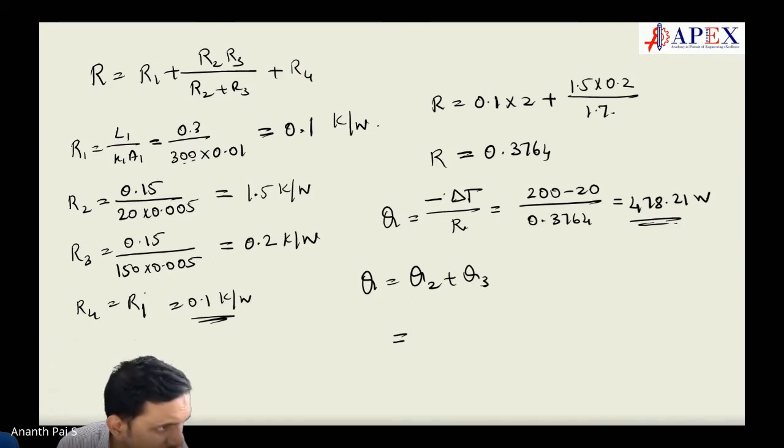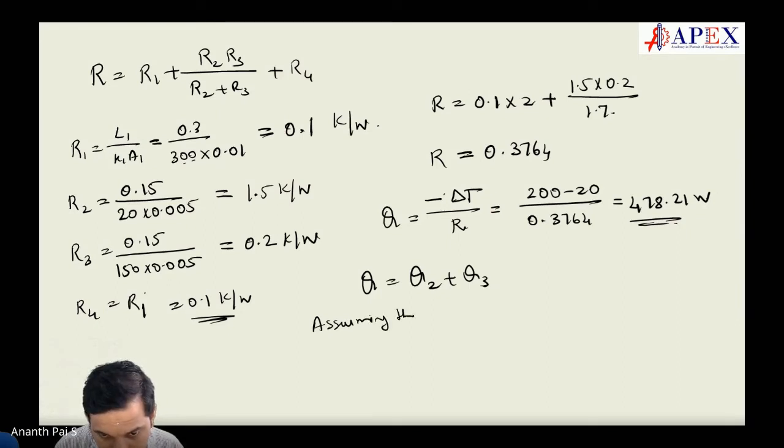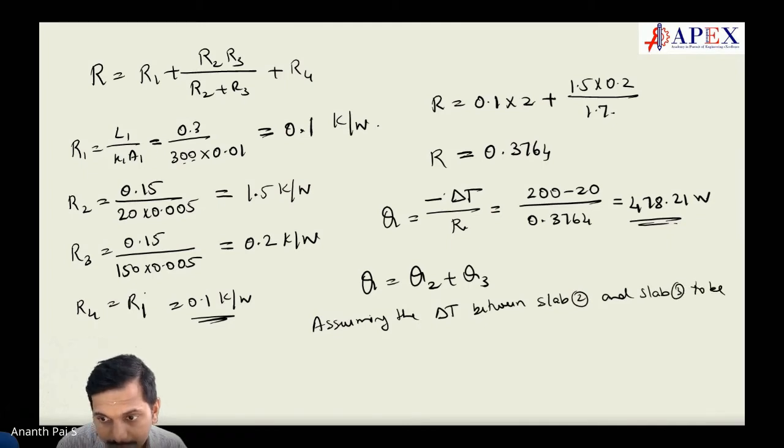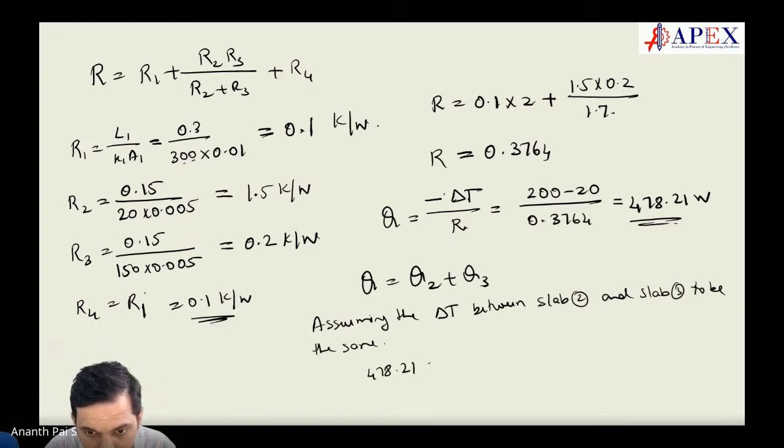Assuming, here the assumption is important. Assuming the delta T between slab 2 and slab 3, which may not always be the same, to be the same, then what happens? Q, which is equal to 478.21, is equal to delta T. What is the delta T? Do we know the delta T? No, we don't know the delta T.